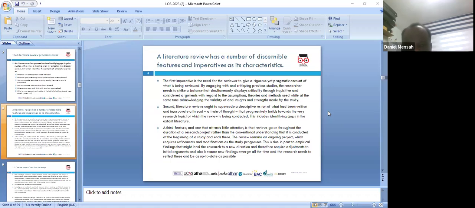Okay. So literature reviews ought to supersede a descriptive rerun. The third feature is that it attracts little attention, but its review goes throughout the duration of a research project rather than the conventional understanding of it. All right.